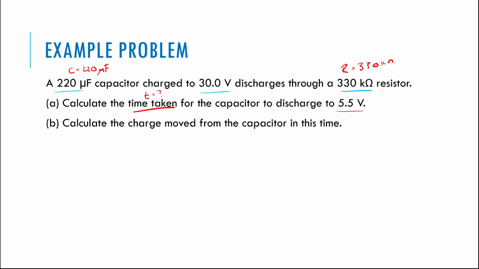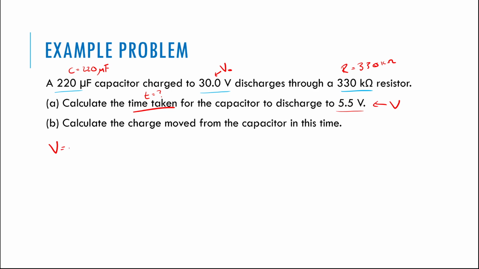All right. What about my voltages? Well, it's charged up to 30 volts, and then it's going to discharge to 5.5 volts. I'm thinking this is V0. That's my voltage at time t equals 0. And this is V. That's my voltage at time t. Yeah. So that's what I got. I got to find T. Now it's just a math problem.